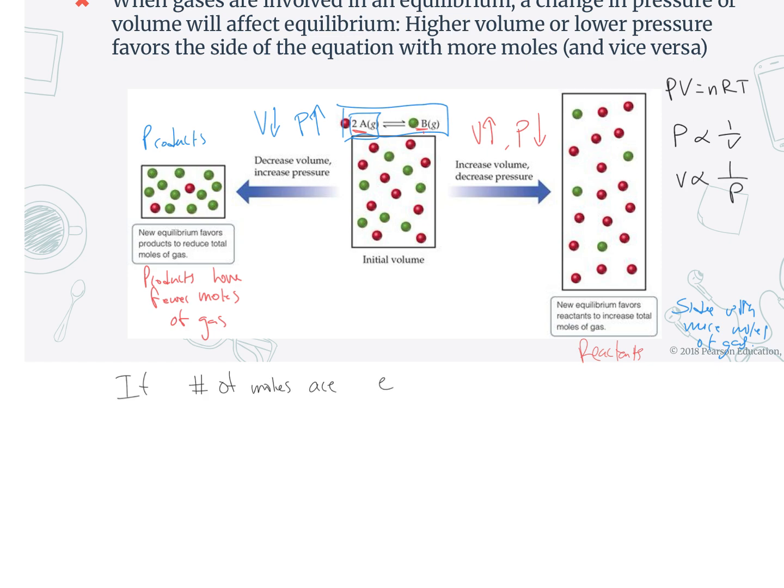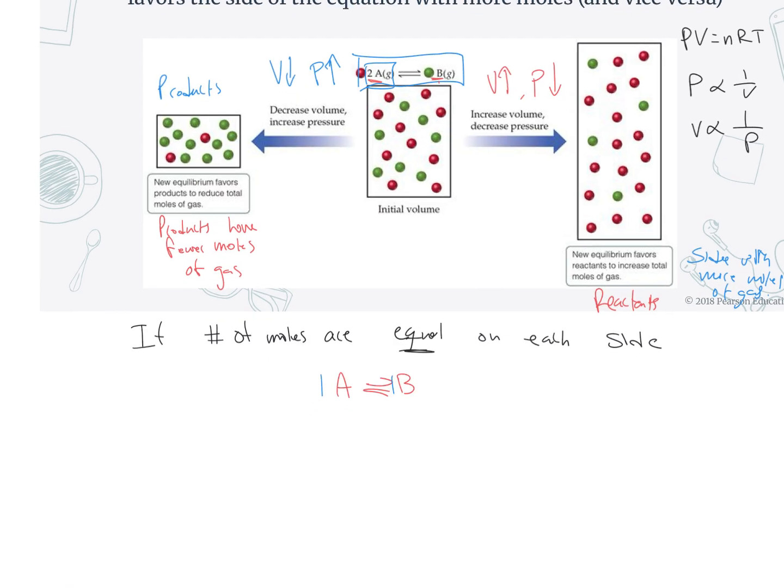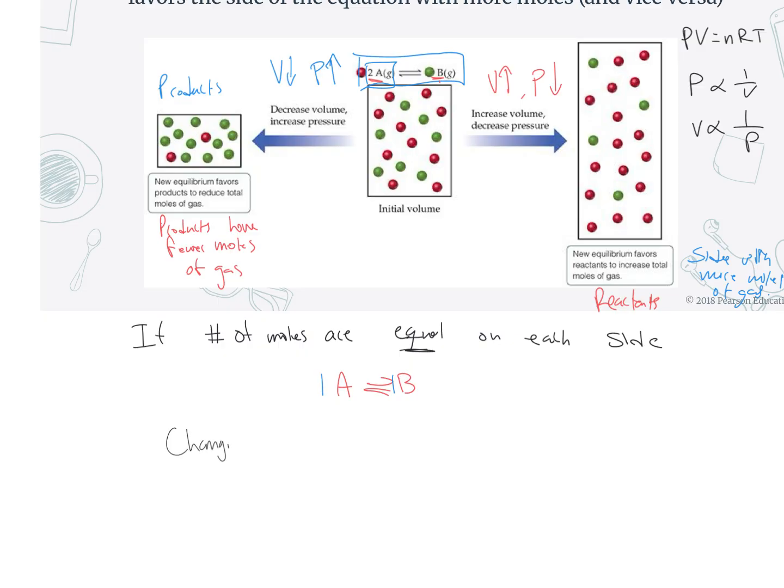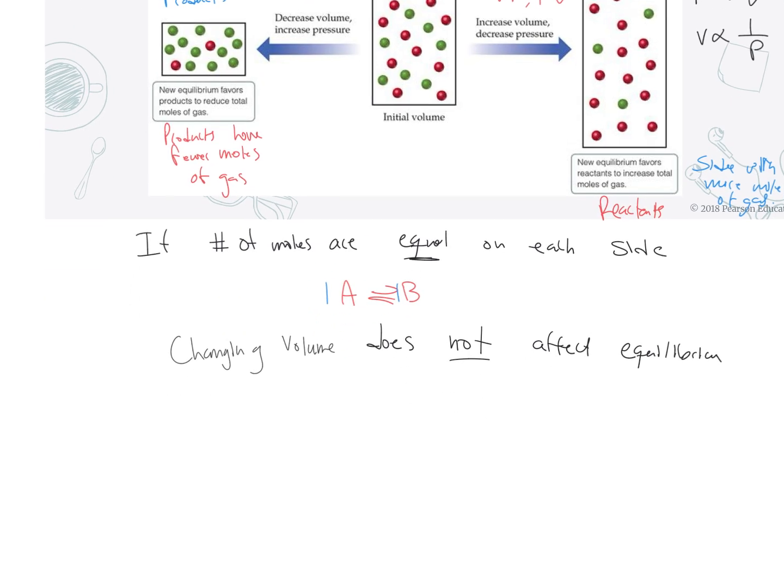The important thing to remember is that if the number of moles are equal on each side, in other words, if I have a reaction A goes to B and both of the coefficients are 1, then changing volume does not affect equilibrium. This is only for the case where you have a different number of moles on each side.